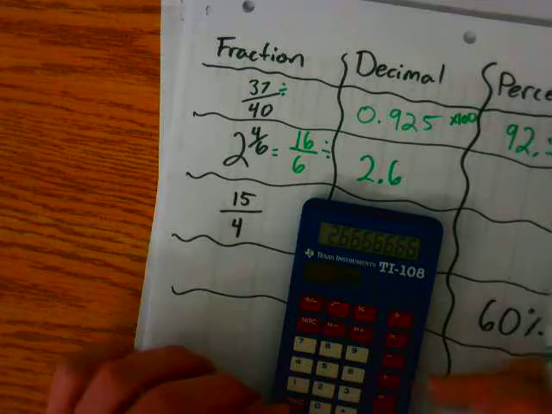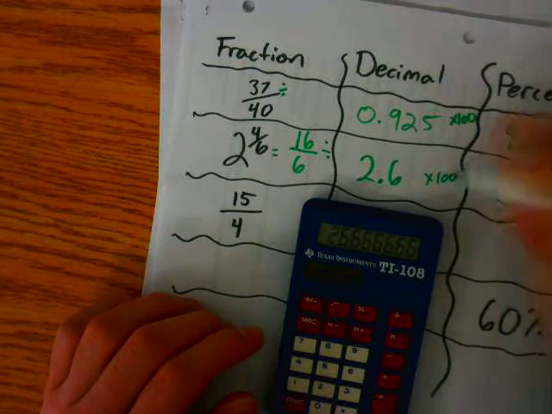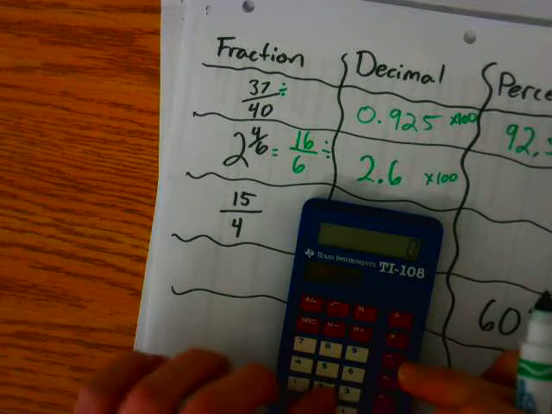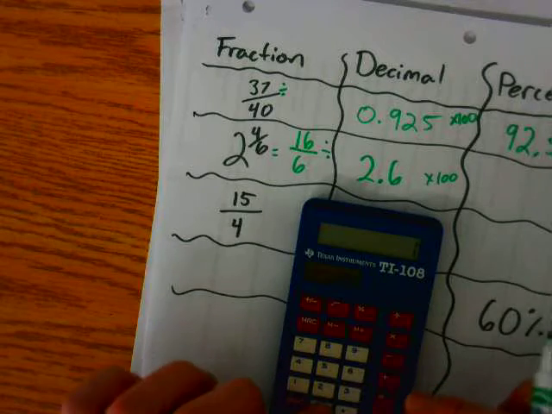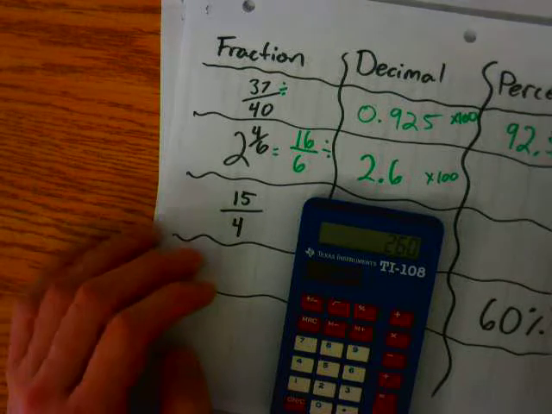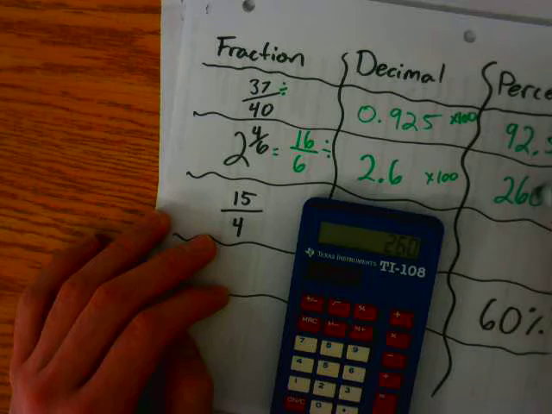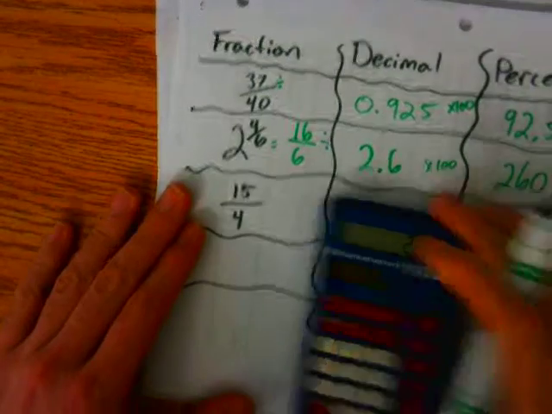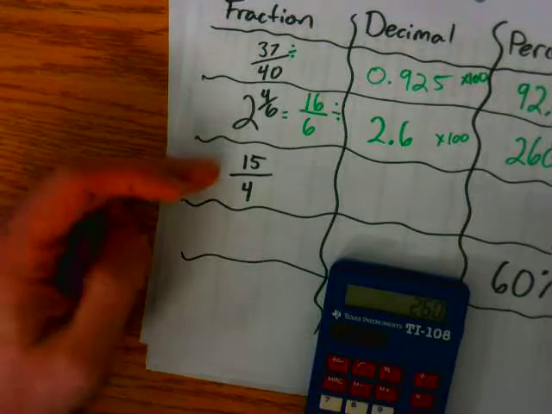Take your 2.6 and times that by 100. So 2.6 times 100, turn it into a percentage, and that gives us 260%. Moving on to our next improper fraction is 15 over 4.